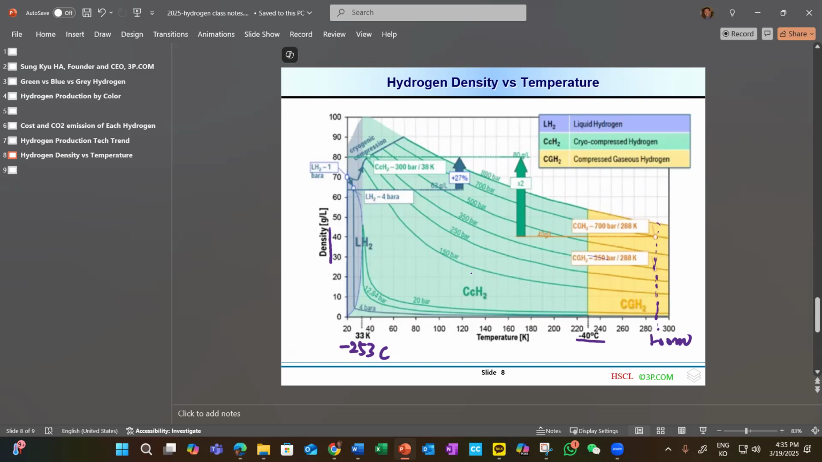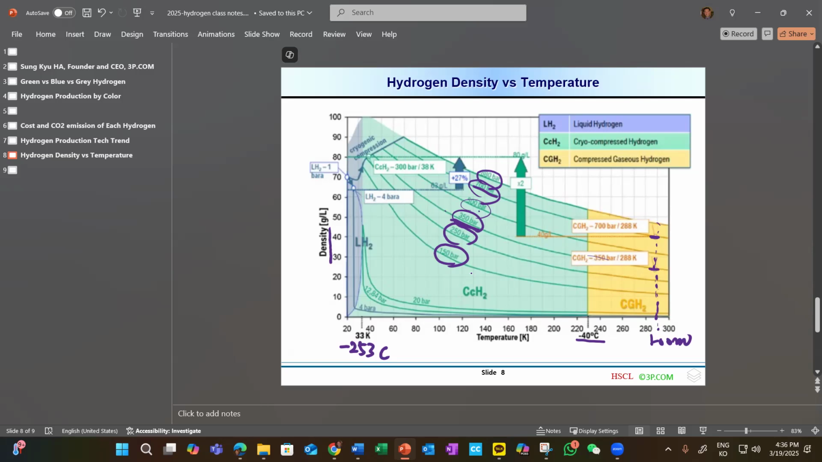I would say this axis is important: 180, 250, 350, 500, 700, and even 880 bar. One bar is atmospheric pressure, so 700 bar is very high. A very common pressure is 350, and also 700 bar. These are the real applications of compressed hydrogen.